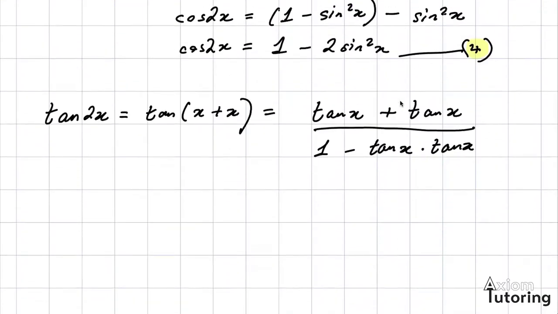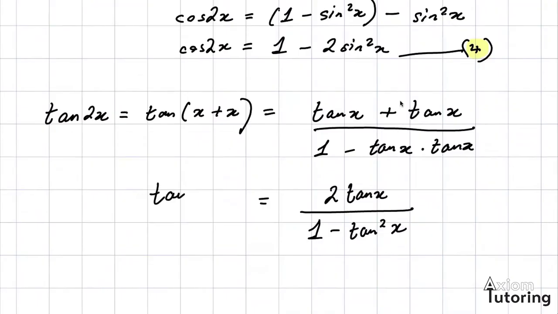Okay, let's simplify that a little bit. So tan x plus tan x, that's 2 lots of tan x over 1 minus tan squared x. So that's our double angle formula for tan of 2x. So tan of 2x equals 2 tan x over 1 minus tan squared x.